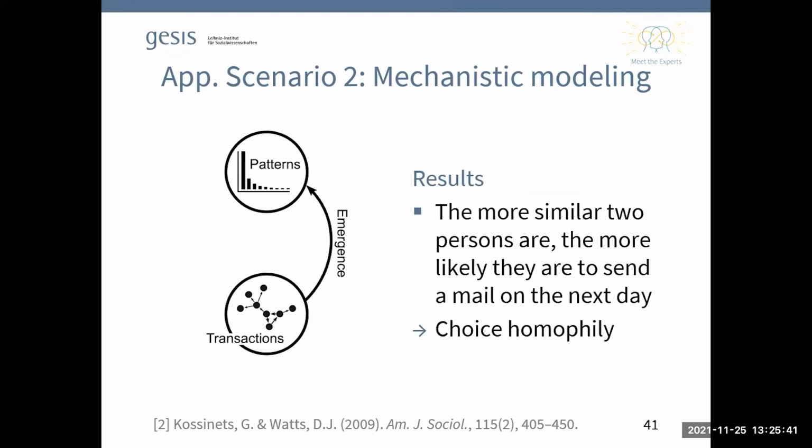And the results that they find, first, there's evidence for choice homophily, or the bottom-up way that transactions shape patterns, because the more similar two persons are, the more likely they are to send a mail on the next day. The more similar, the more attributes they have in common, the more they send a message to that person.